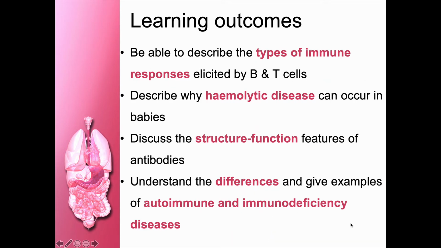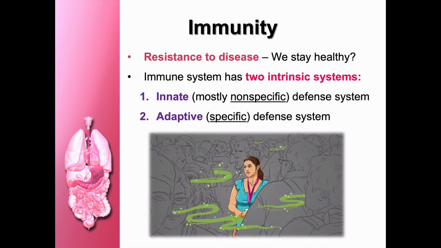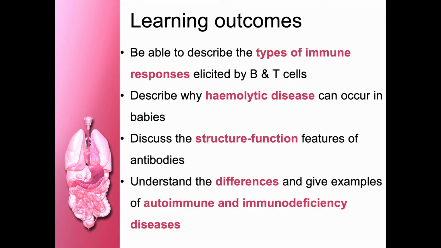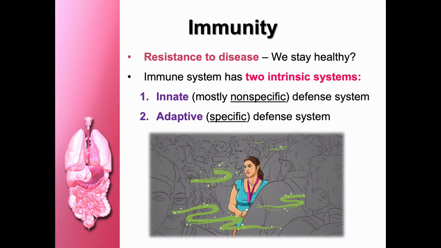Then types of immune responses, then hemolytic diseases, and the structure and function features of antibodies in the human body. Understand the difference and give examples of autoimmune and immunodeficiency diseases. These are all the learning outcomes you will know. And coming to immunity, what is immunity? It's resistance to disease.